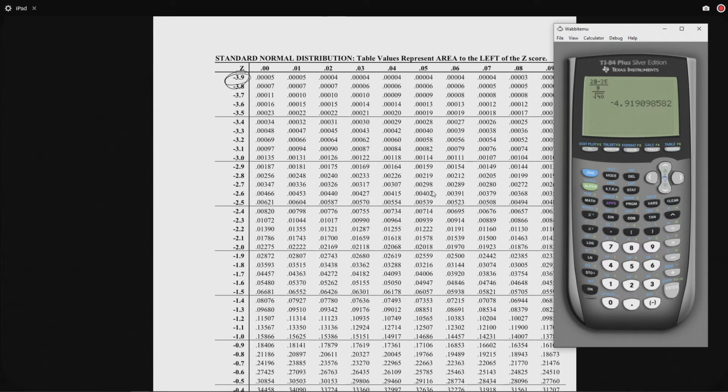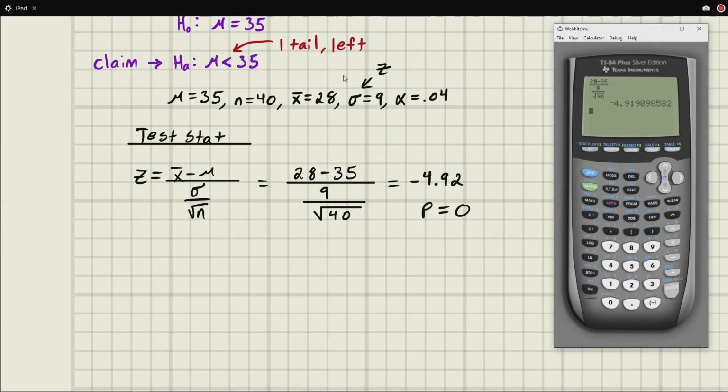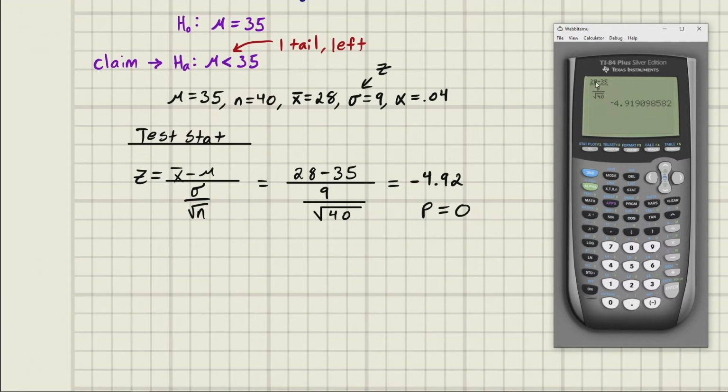The biggest we go is negative 3.9, and look at the area. It's 0.000. How many zeros? 4 zeros and then a 5. So when you get past this, like we're almost at 5, that's basically going to be 0, incredibly small. The calculator will show this too. So let's do this with the calculator as well. We'll get a more specific answer, but we'll have so many zeros that it's basically just 0.